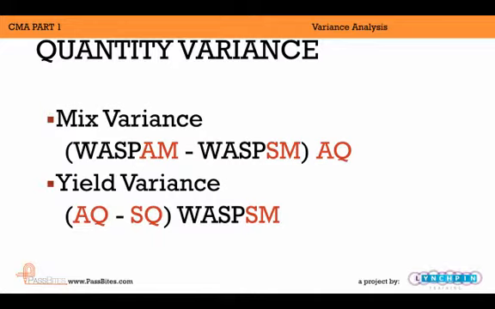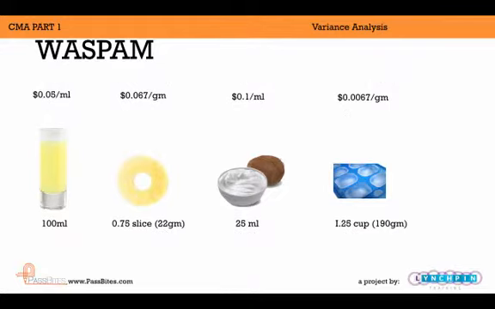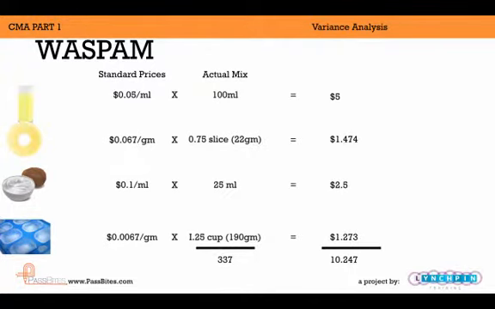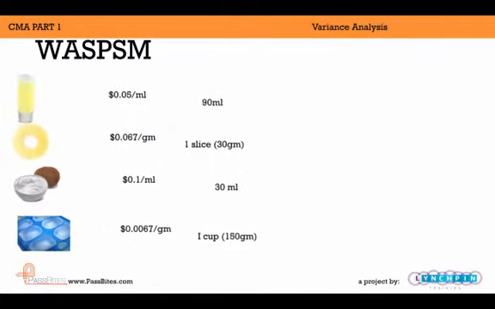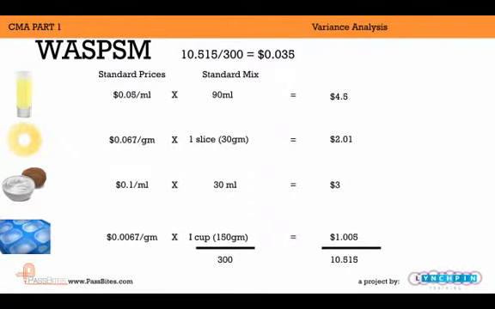This weighted average standard price for actual mix and standard price for standard mix can be calculated from the same example. I need standard prices and actual mix. So I'm taking standard rates and the actual quantities of the individual ingredients, and standard prices will be multiplied with actual mix. Multiply them, take a total, and when you divide the two amounts, it will give you an average rate. Similarly, for weighted average standard price for standard mix, we need standard prices and the standard quantity of mix. Multiply them together, add them, and then divide. It will give you a weighted average standard price for standard mix.